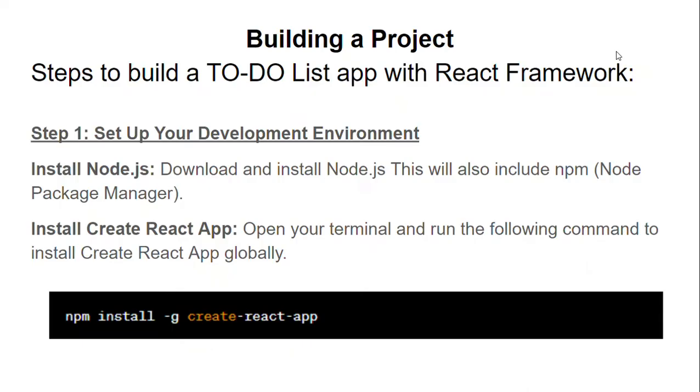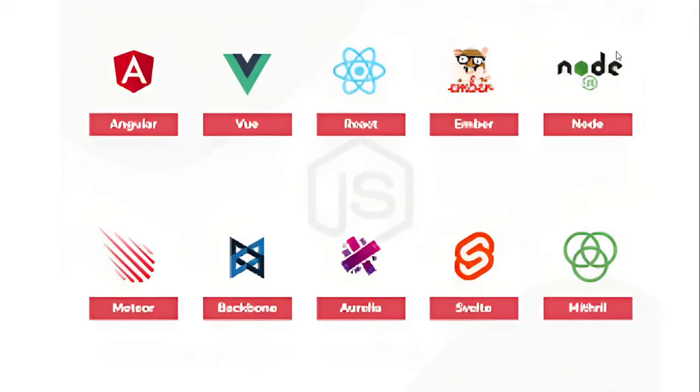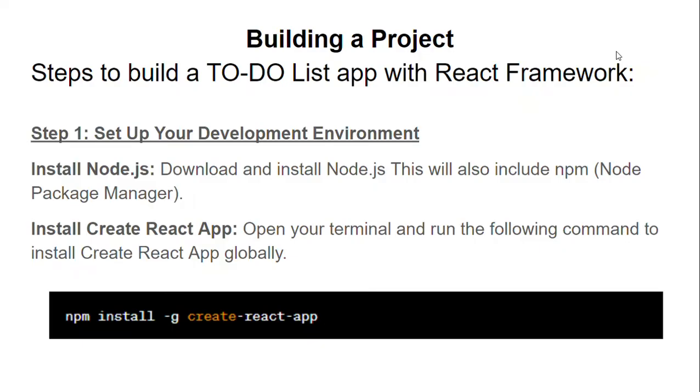Now, you can see these are the various types of JavaScript frameworks: Angular, Vue, React, Ember, Node, Backbone, Meteor, etc. Now we would be making a project using one framework, that is React. So we would be building a to-do list app with the React framework.